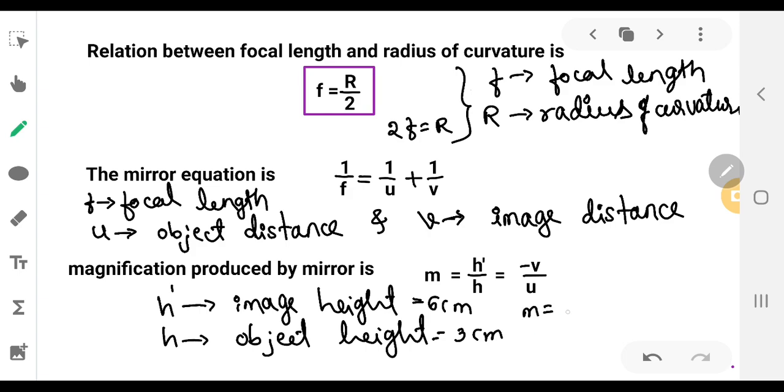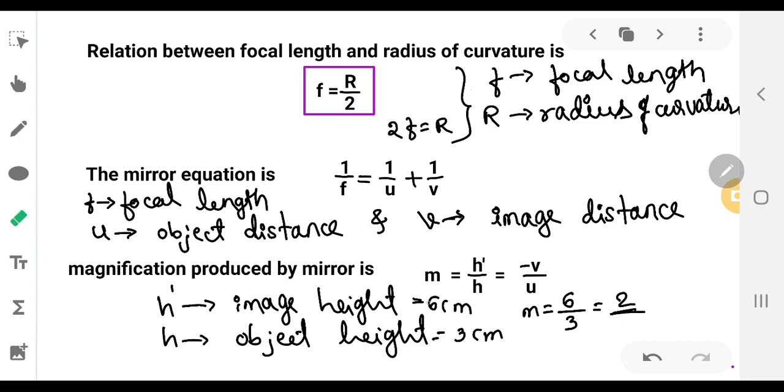So m is equal to h dash by h. H dash, the image height, is 6 centimeter. Object height is 3 centimeter. So you get magnification is equal to 2. Magnification equal to 2 means the size of the image has been doubled.